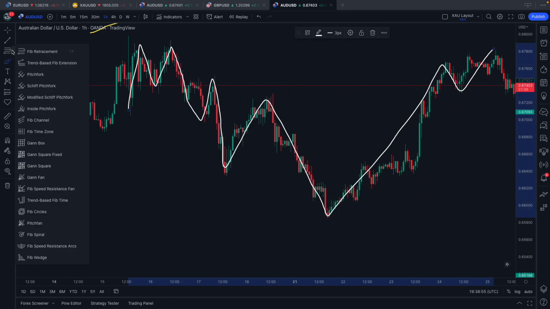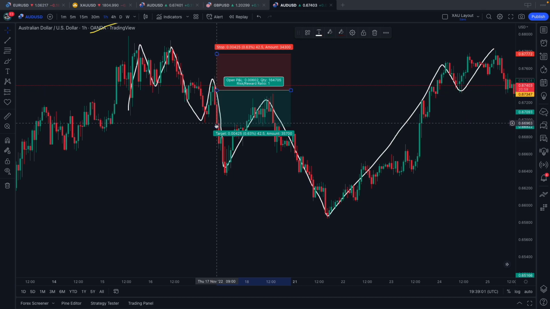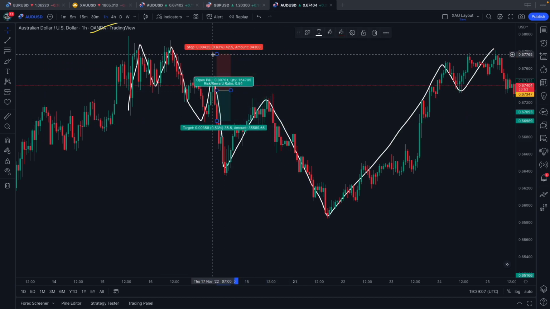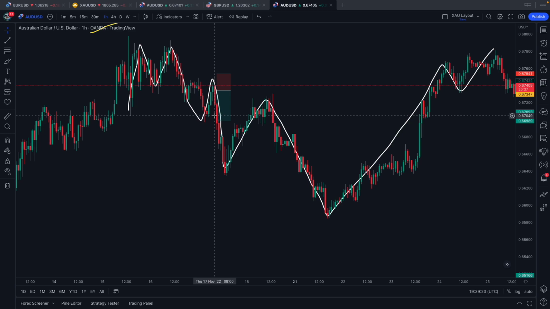So let's just say that we followed our rule and we placed our sell position here. Our take profit was set at this point, just above the previous structural low. Stop loss set just above the structural high that was created. We can see that we walk away with nearly a 1 to 2 risk to reward ratio, which is great.